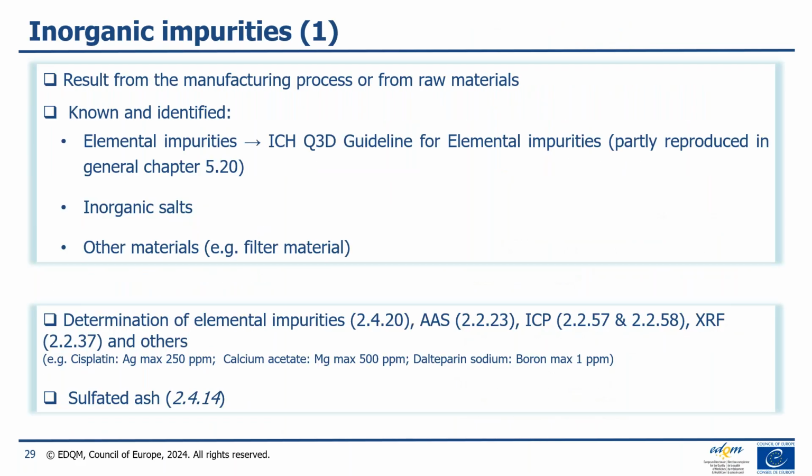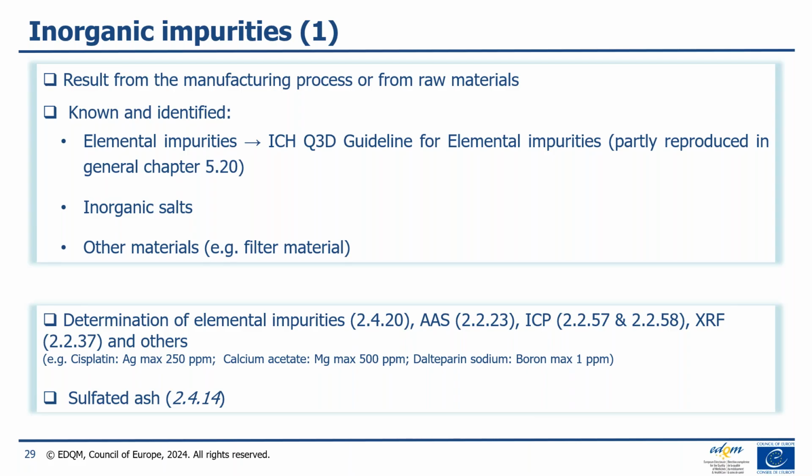Let us see together another group of impurities, the inorganic impurities. Those might be filter materials, inorganic salts, or elemental impurities. They result from the manufacturing process or from the raw materials. The biggest group of inorganic impurities are the elemental impurities, and their control is covered by the ICH Q3D guideline, which is partly reproduced in the general chapter 5.20.